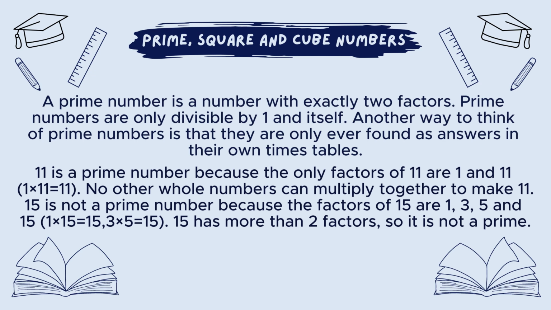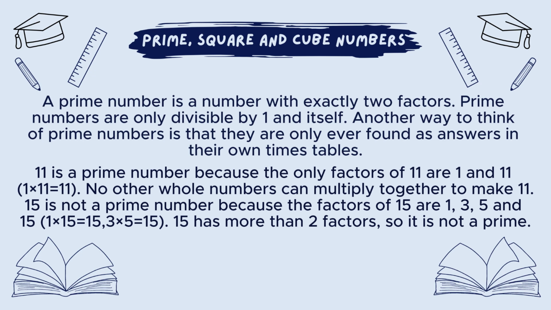A prime number is a number with exactly 2 factors. Prime numbers are only divisible by 1 and itself. Another way to think of prime numbers is that they are only ever found as answers in their own times tables. 11 is a prime number because only factors of 11 are 1 and 11. No other whole numbers can multiply together to make 11.